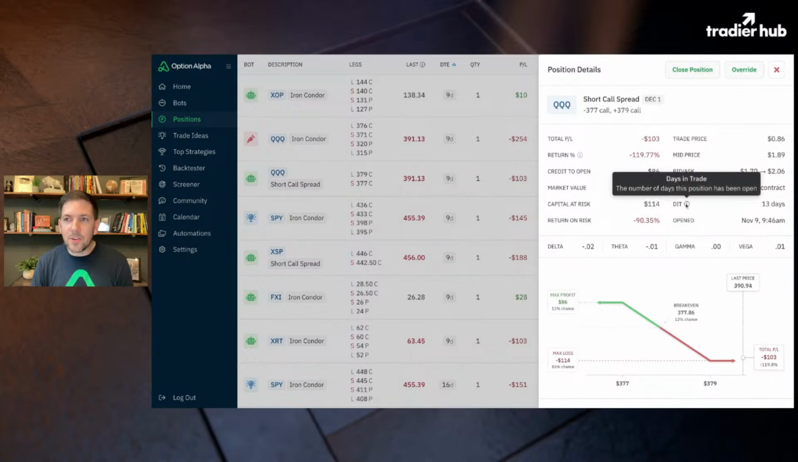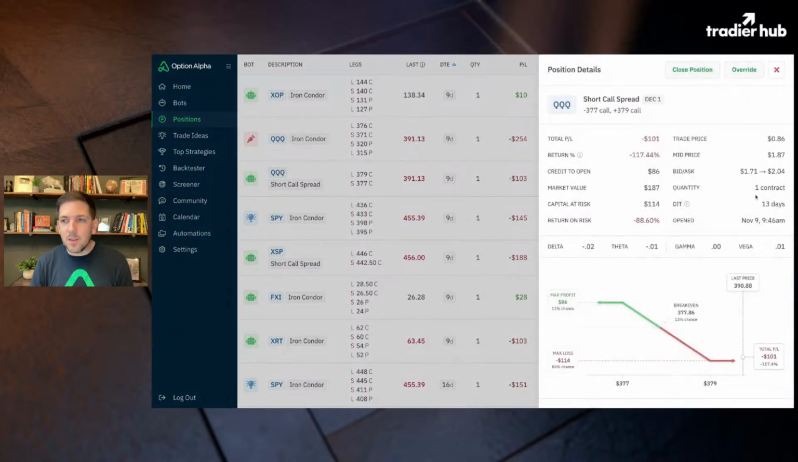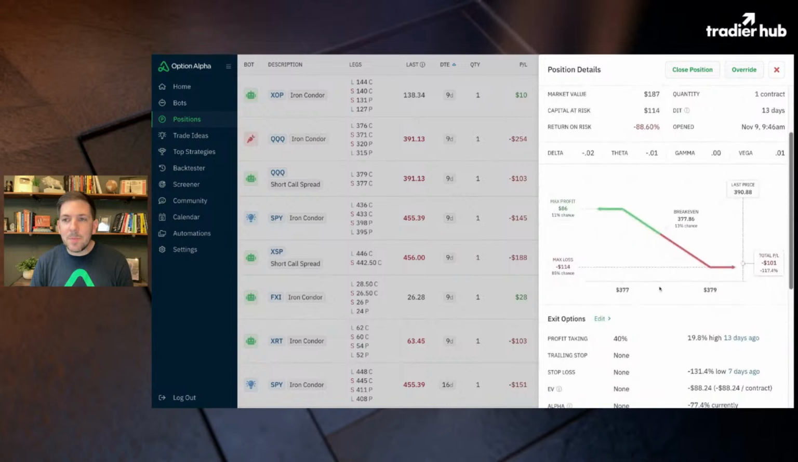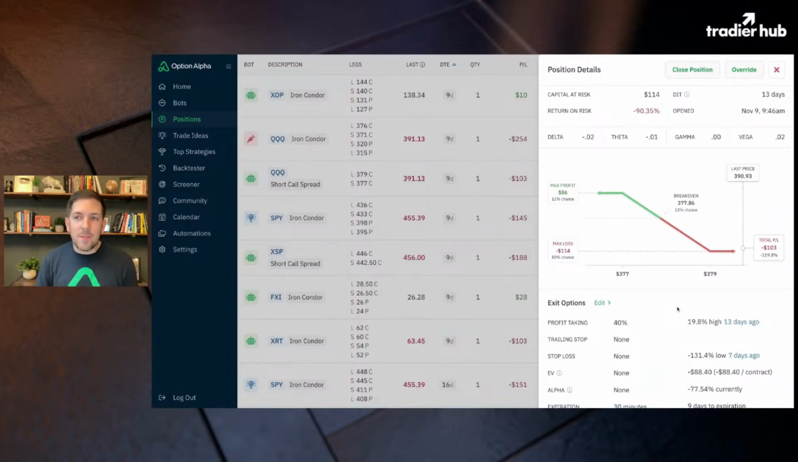So I've been in this trade for about 13 days. Expires in about 9 days. Oh, sorry, clicked off of it. It has about a 13% chance of reaching the break-even point. So it's not quite zero, but about a 13% chance of reaching the break-even point, which means that it's roughly an 86% chance that this thing actually goes out here and stays out here beyond this level.